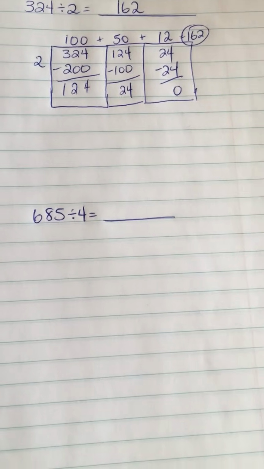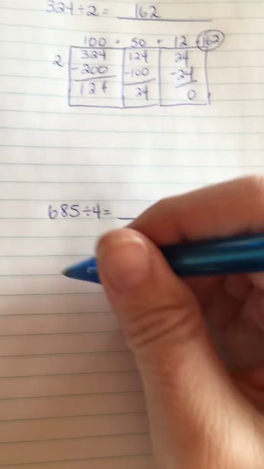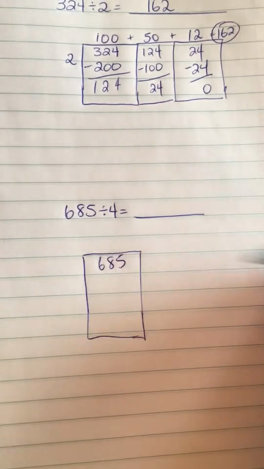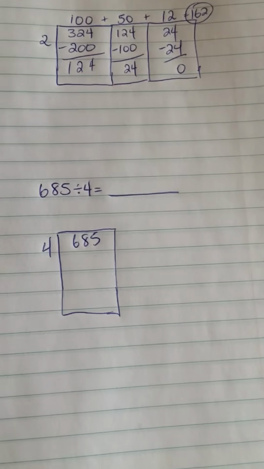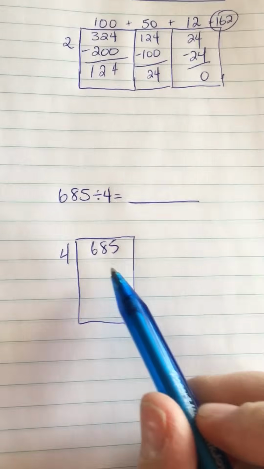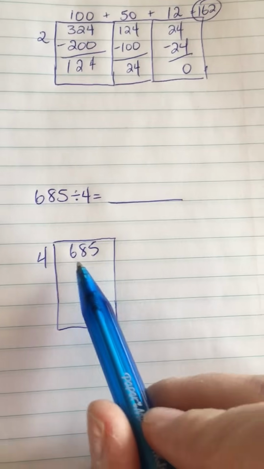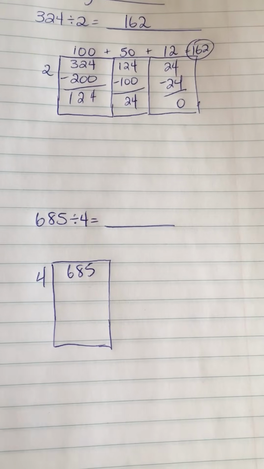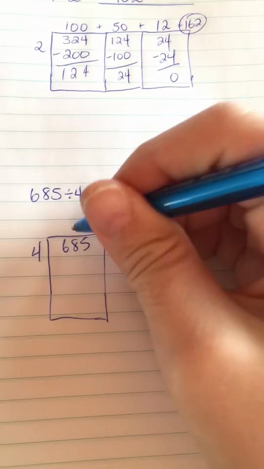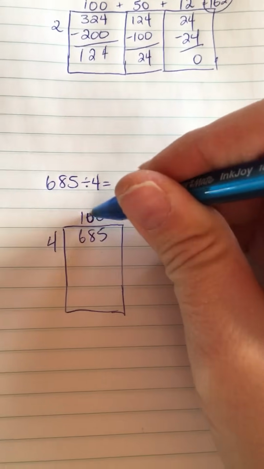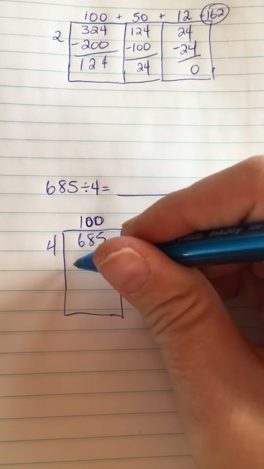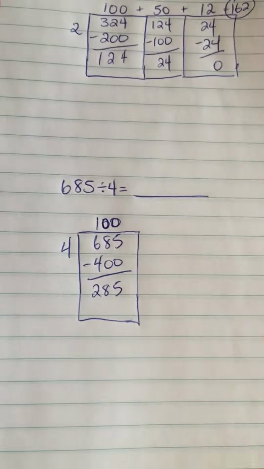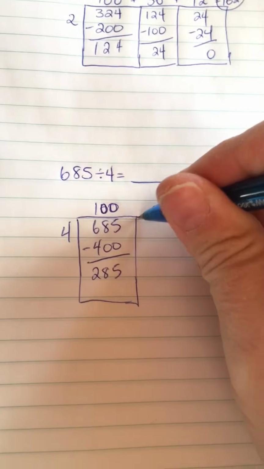Okay, let's try another one. 685 divided by 4. So our first step is to draw a box. We'll put our dividend, 685, inside, and our divisor, 4, on the left side. Now let's take away a multiple of 4, but it has to be less than 685. So I like to think in groups of 100 or 10 just because those are easy numbers to use. So let's take away 100 groups of 4. And 100 groups of 4 gives us 400. So when we take that away, we are left with 285. So we're closer to 0, but we still have a little ways to go.